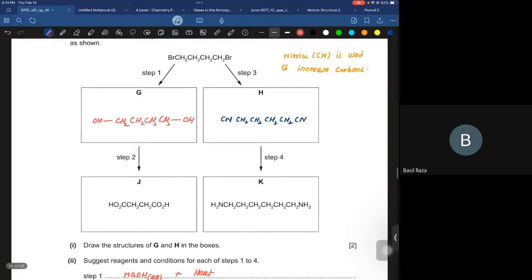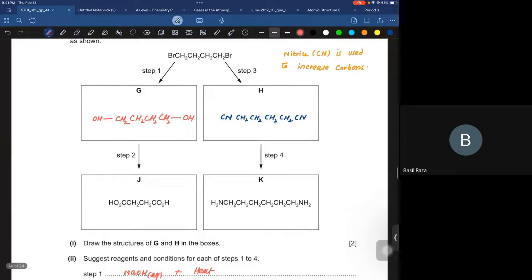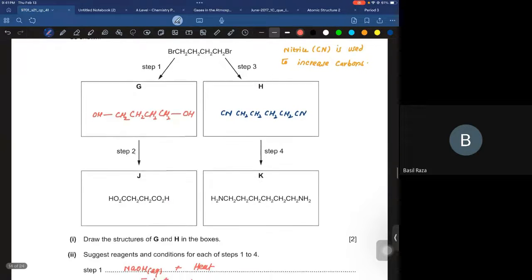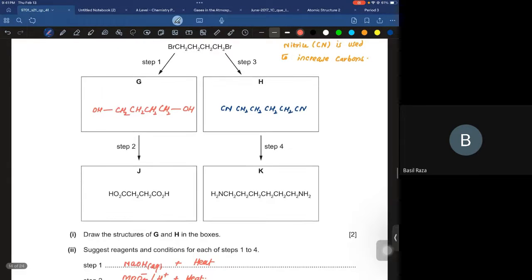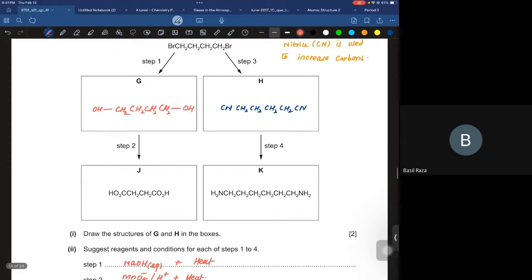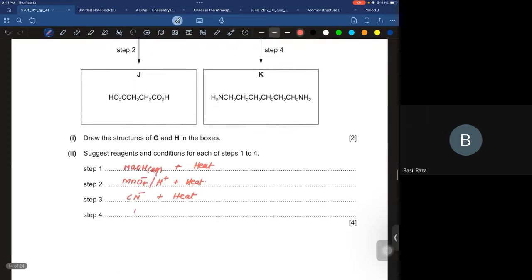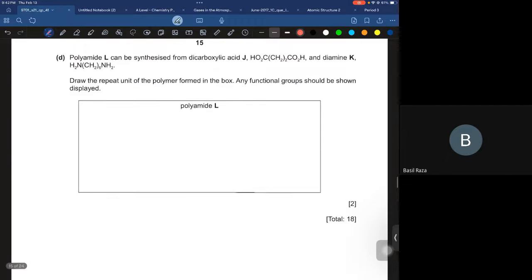Step four. NH3, ammonia. Step four. CH2NH2. Addition of hydrogen, reduction. Reducing agent, you can say LiAlH4, lithium aluminium hydride. लिथियम एल्यूमिनियम हाइड्राइड. चलो जी, ये देखना जरा, ये ट्राई करो, देन आई एम गोइंग टू टेल यू.